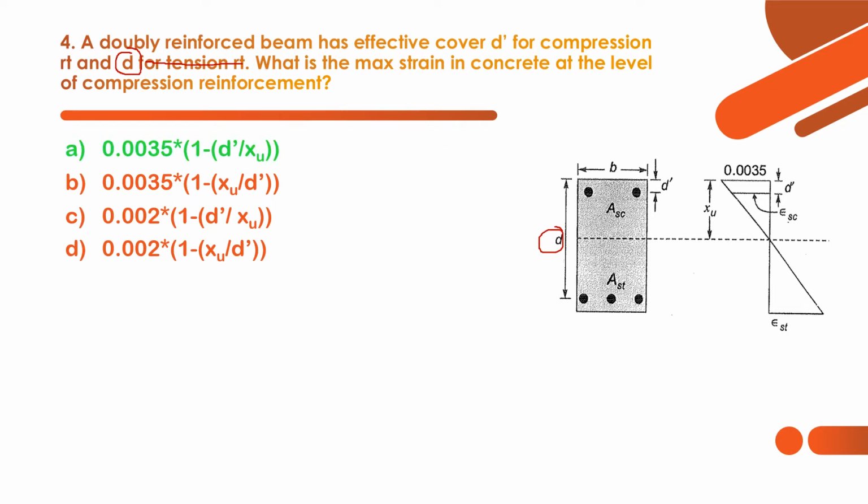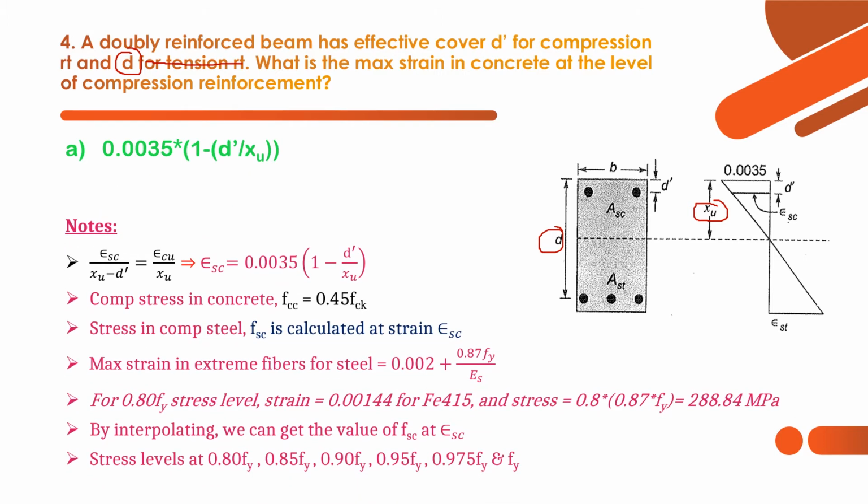d dash is nothing but the cover for compression reinforcement, and xu is the depth of neutral axis from the extreme compression fiber. And here option A is correct, 0.0035 into 1 minus d dash by xu. Now we shall see some more points in detail. So how are we getting this relation?